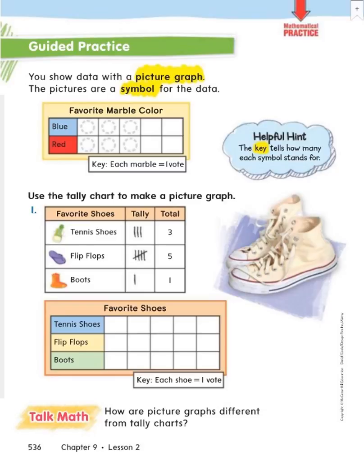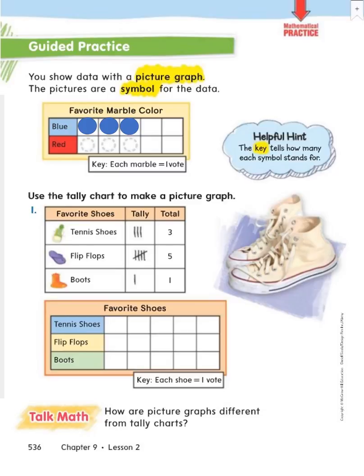And if you look at the helpful hint on the right side in the cloud, it says the key tells how many each symbol stands for. For now, every symbol that we use equals 1. You'll see what I mean. If you look at this first chart at the top, it talks about our favorite marble color. And let's say 3 people said blue was their favorite marble color.